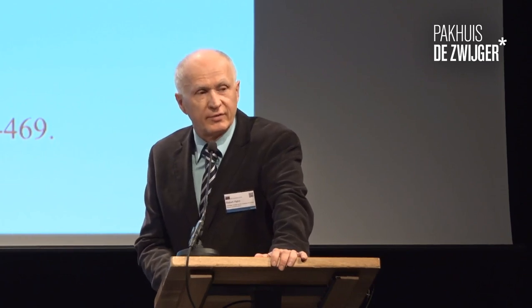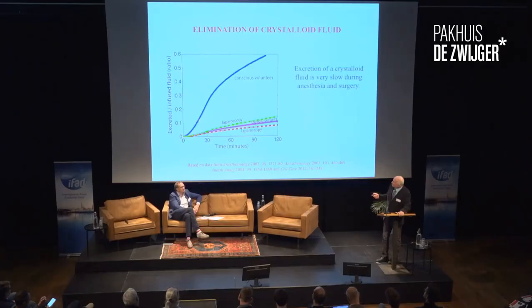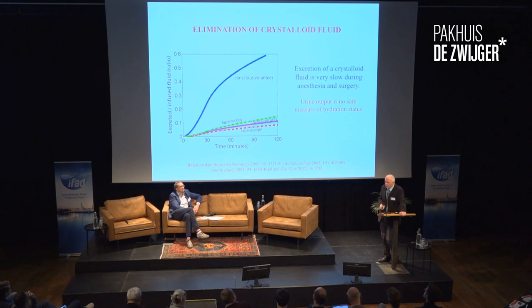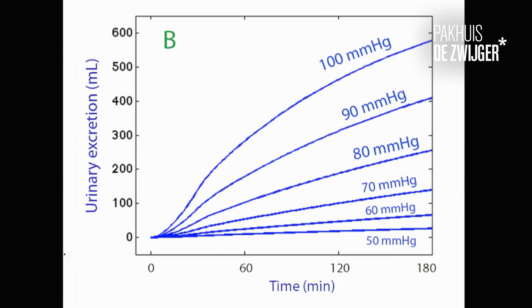We found that the rate of elimination of crystalloids is very, very slow. It's shown by this graph here that if we infuse crystalloids in volunteers, about half of it is excreted within 1 hour, when we give it over 30 minutes. But during general anesthesia, that is very much slower, only 10% or so. Is that due to the hormonal cascades? Probably not. It's more related to arterial pressure, which is always lowered, age, and adrenergic status of the patient. This is a graph showing the effect of mean arterial pressure on the excretion of 1 liter of Ringer's acetate given over 30 minutes. So it's very dependent on arterial pressure.